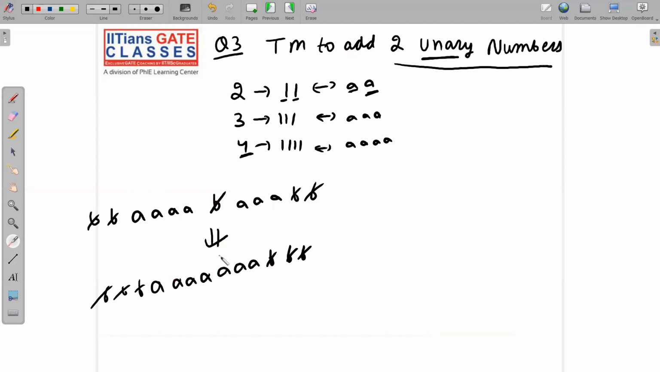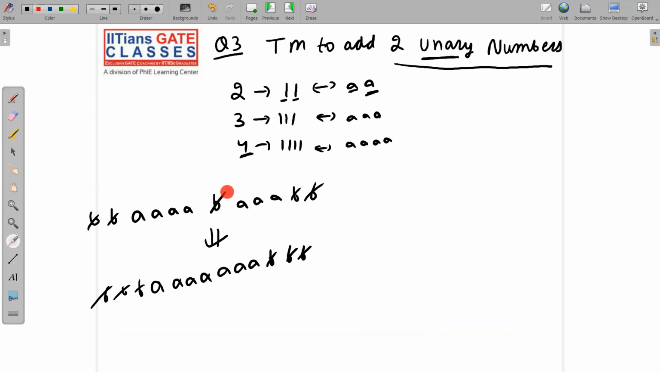So how can this be done? You may think, sir, try to make this blank as A and this A as blank. Then keep on shifting this blank one symbol at a time. You will get the answer like this. Yes, you can obviously do it, and in fact this is homework for you. You will do it yourself. I am giving you a very good logic, or you can say one of the best logic.